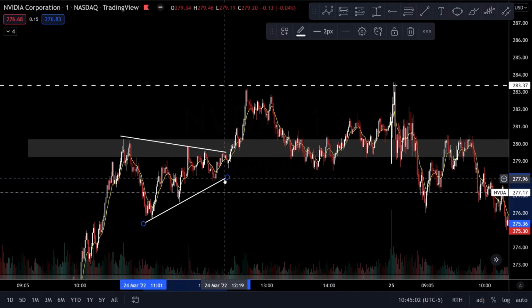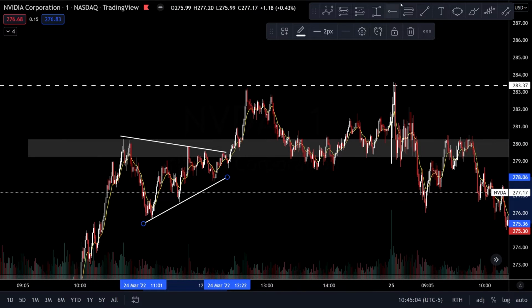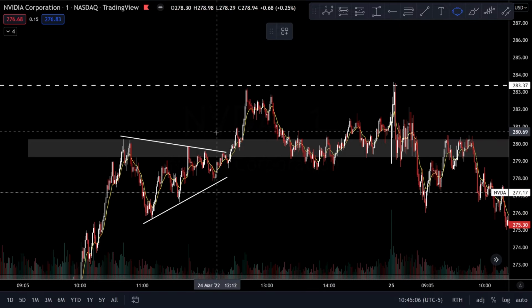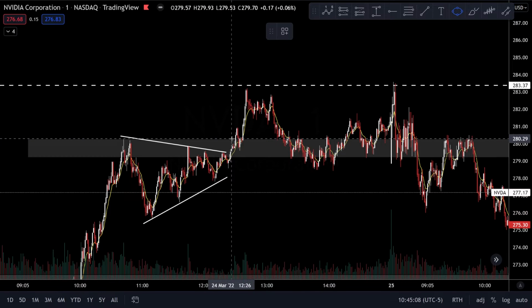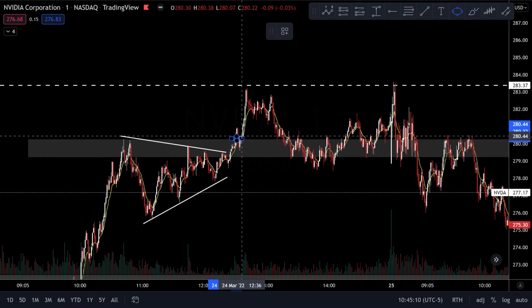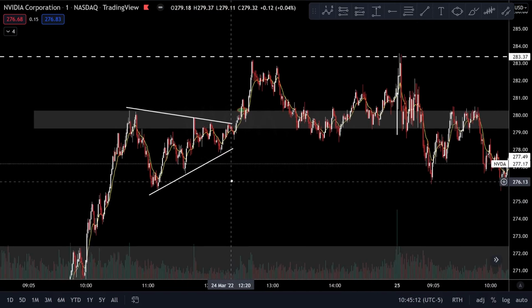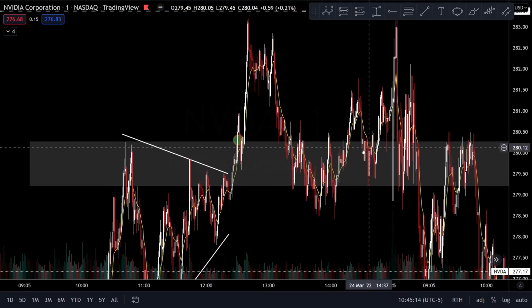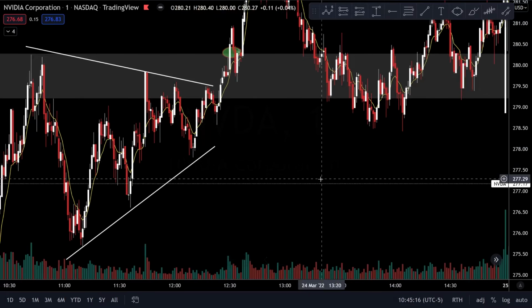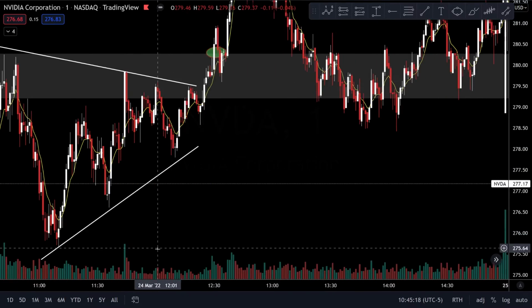So where did I look to start to get in? This is where I was looking. You started to get that break above the highs at about this range at 280, and that was really your confirmation. But what really tells you the story is when you zoom in a little bit more, you can look at the volume. So the volume's gonna tell you the story as well.